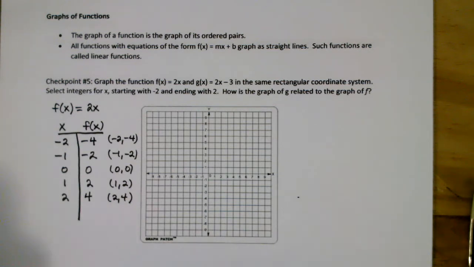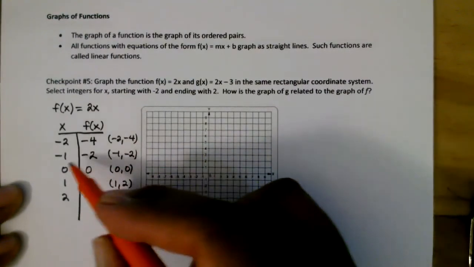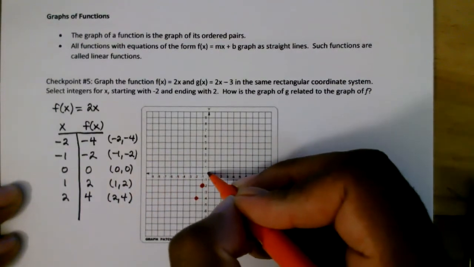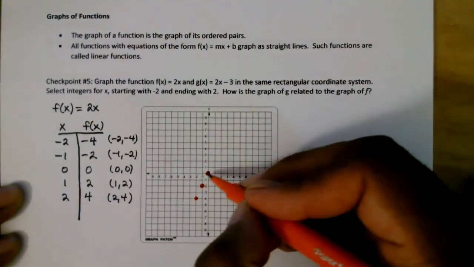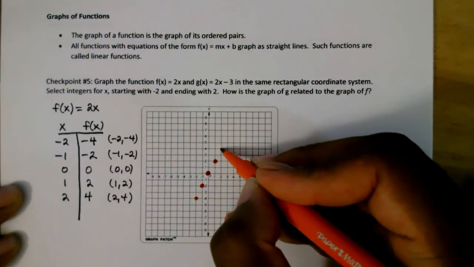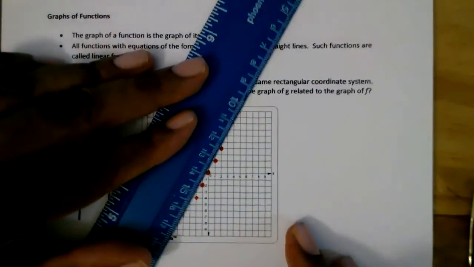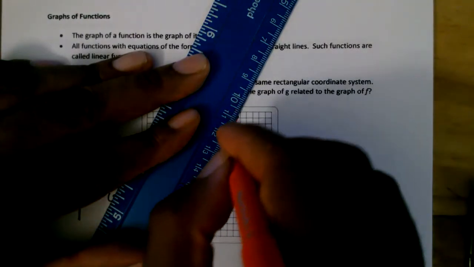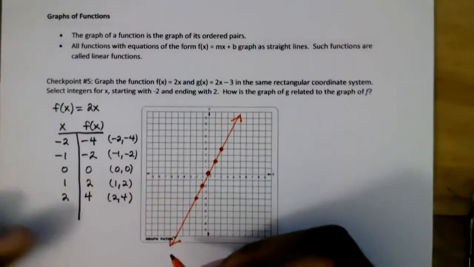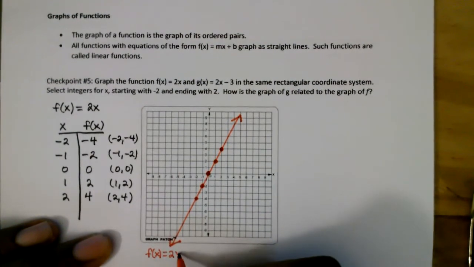All right, in this case, -2, -4 will be to the left 2 and down 4. -1, -2 will be to the left 1 and down 2. 0, 0 is at the origin. 1, 2 will be to the right 1 and up 2. And then finally 2, 4 will be to the right 2 and up 4. So those 5 points do form a straight line. And I'll connect those points. So this red line that you see here is the graph of f of x equals 2x.